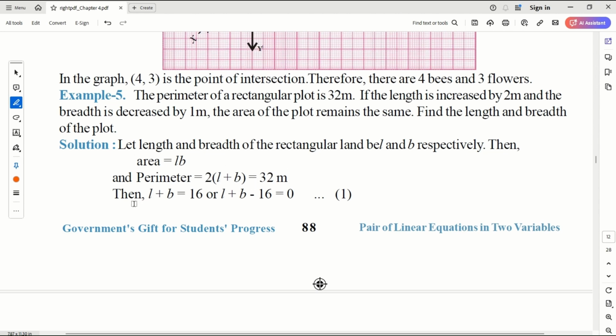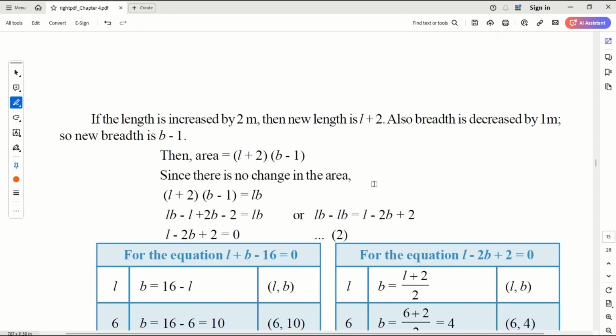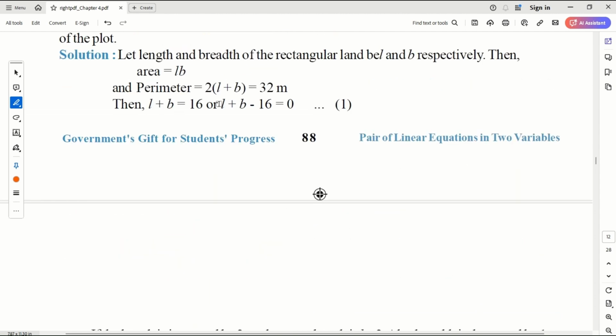If you divide both sides by 2, you will get L plus B equal to 16 or L plus B minus 16 equal to 0. This is your first equation. Now, the second equation is if length is increased by 2 and breadth is reduced by 1, then L plus 2 into B minus 1 is equal to LB. It is same as LB, right? So this is given. You expand this: LB minus L plus 2B minus 2 equal to LB. LB gets cancelled, right? Then the equation you will get is L minus 2B plus 2 equal to 0. This is your second equation. Okay. So your first equation is here.